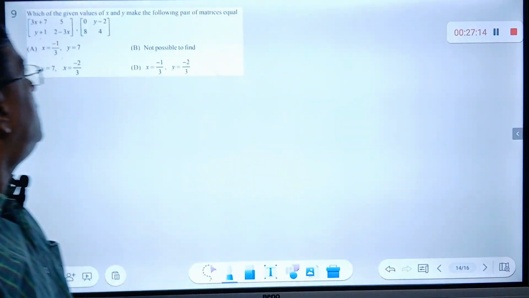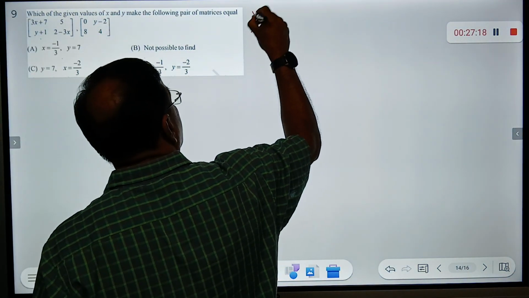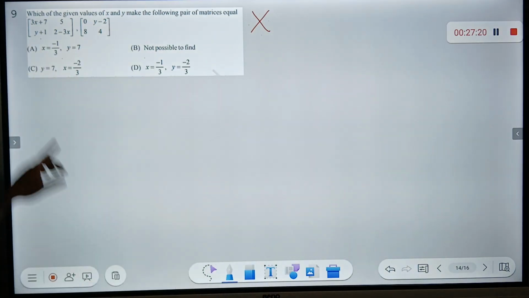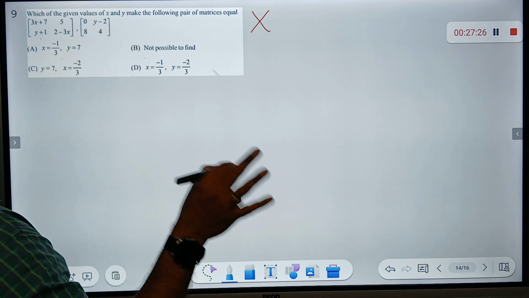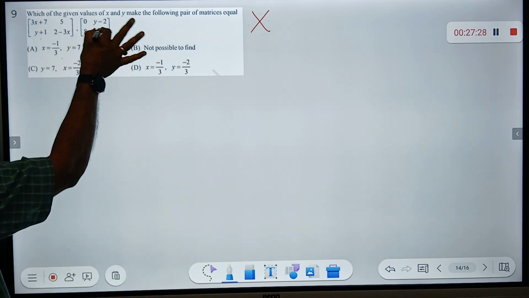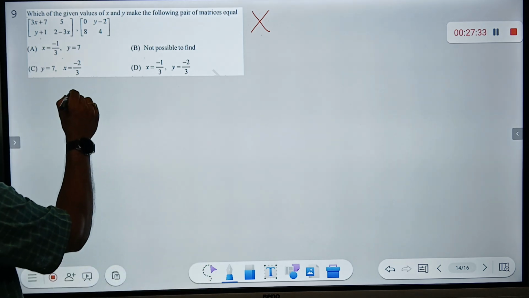Now let's go to question number 9. Very important question. It is slightly tricky also. There are 4 options given. Let us see which is the correct option. Again, I am going to use the concept of equality of 2 matrices. Now 2 matrices are given. Obviously both the matrices are of the same order, and I am going to equate the corresponding elements.